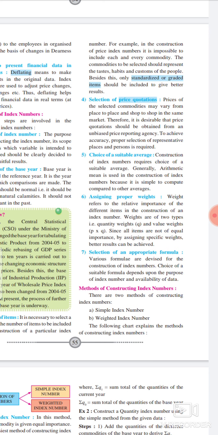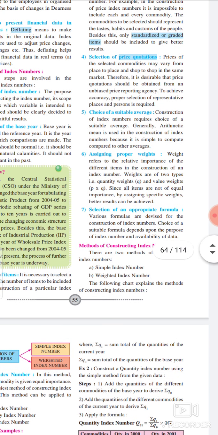So when selecting the units, it is impossible to include the price of each and every commodity. So only the selection representing the taste, habits and customs of the people is used.